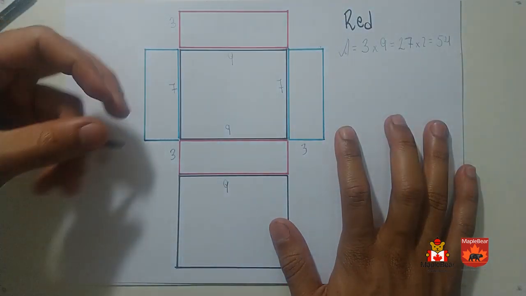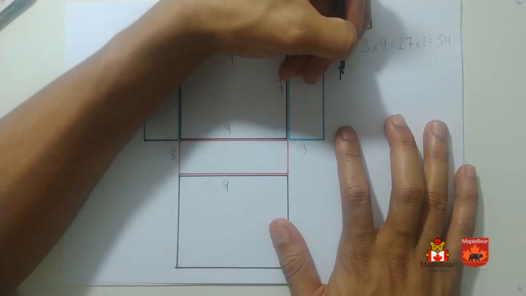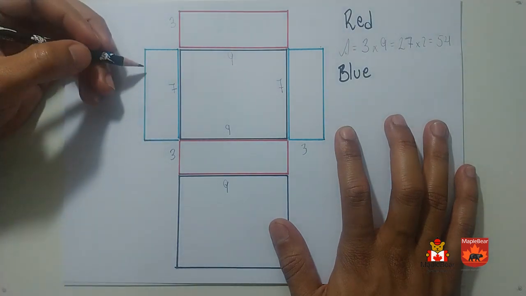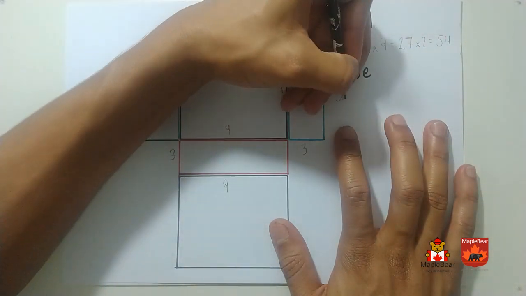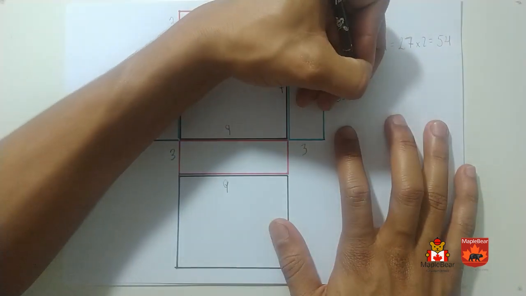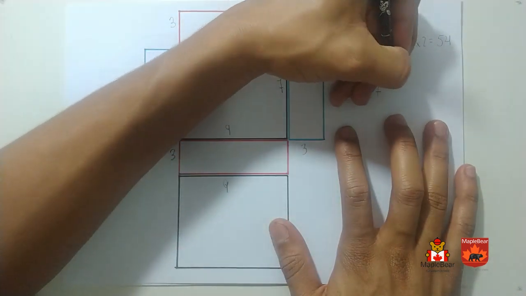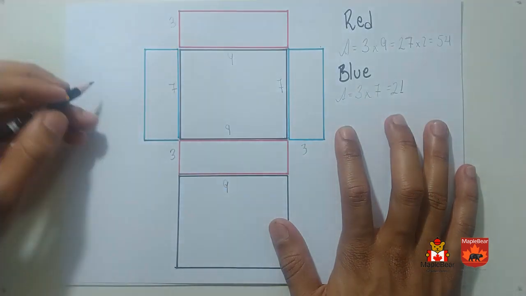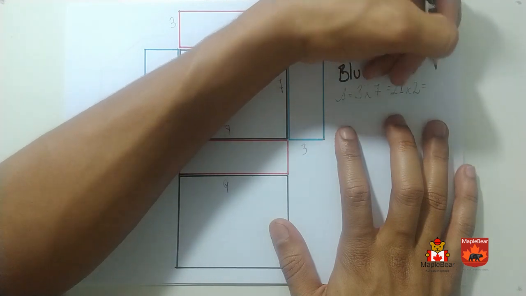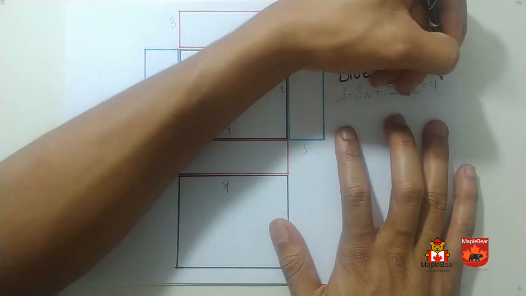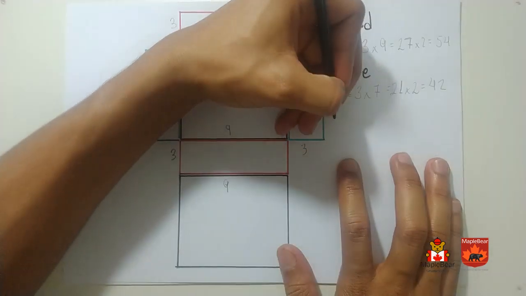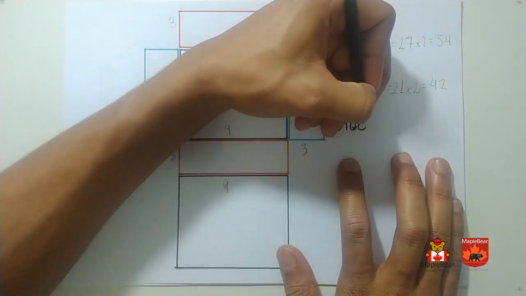Now, if I want to calculate for the blue faces, okay? In the blue faces, the area of one blue rectangle is base times height, so 3 times 7, that will be equal to 21. But how many blues do I have? 2. So 21 times 2 is equal to 42.